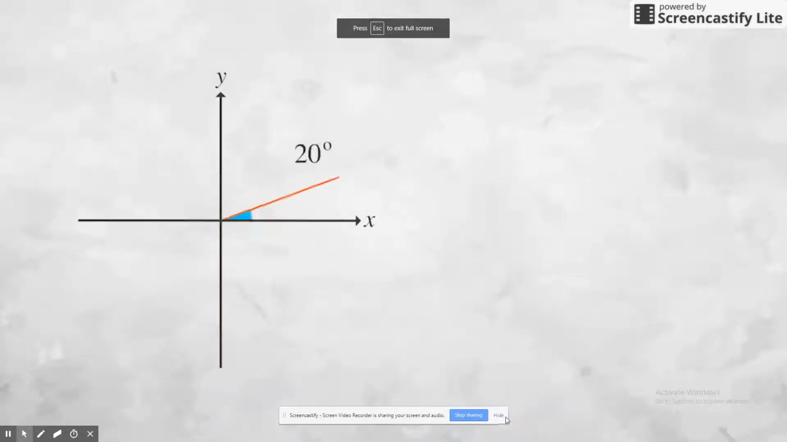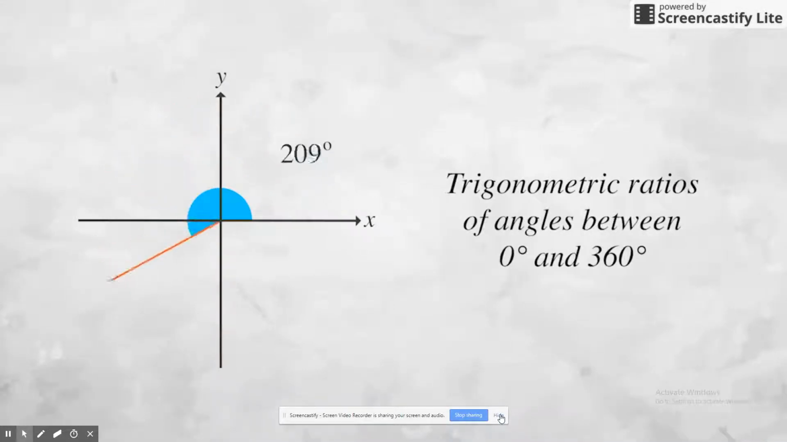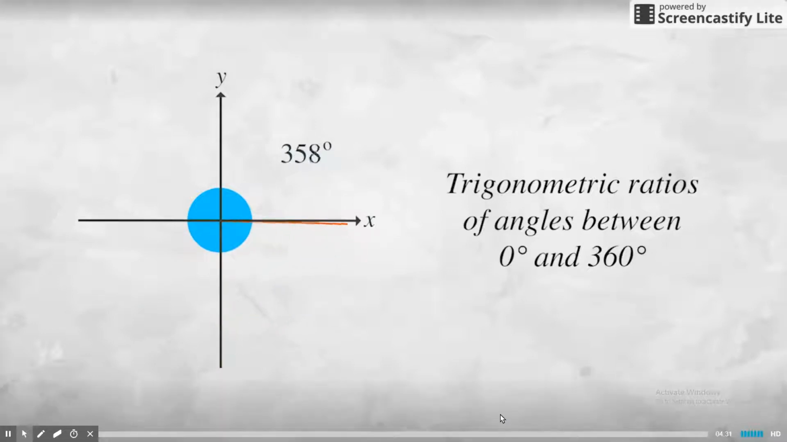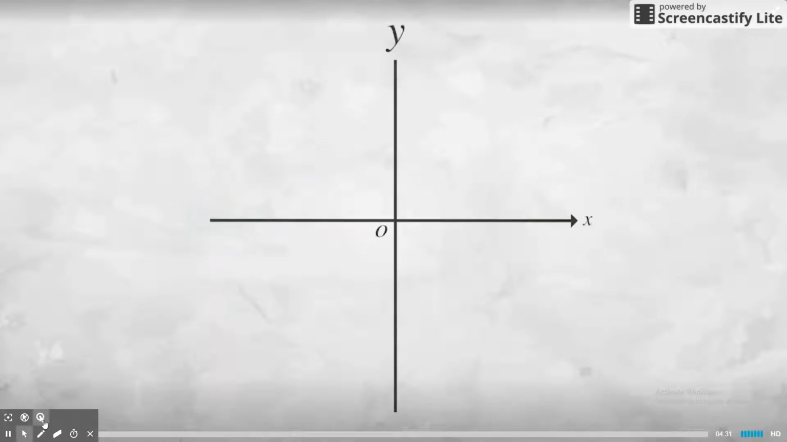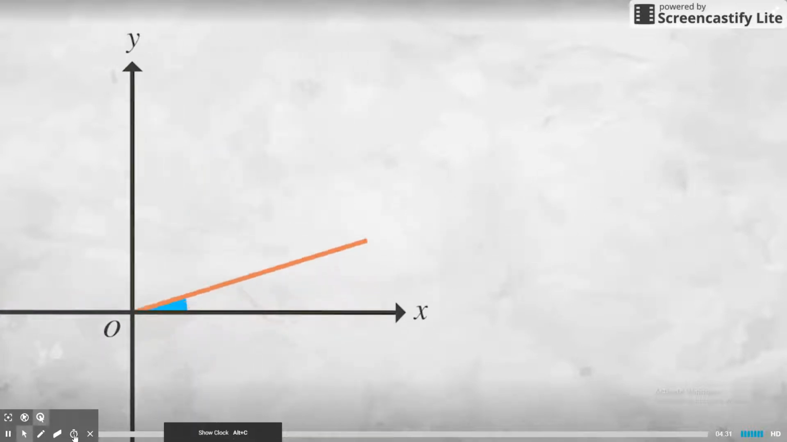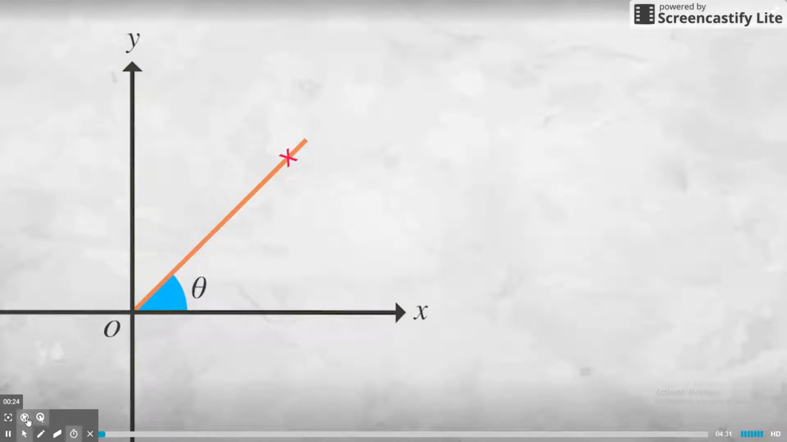In this video, we will learn how to define the trigonometric ratios of angles between 0 and 360 degrees using the coordinate plane. Let's look at the coordinate plane. We have here an acute angle theta between this line and the positive x-axis. We can select any point on this line and call it point P.